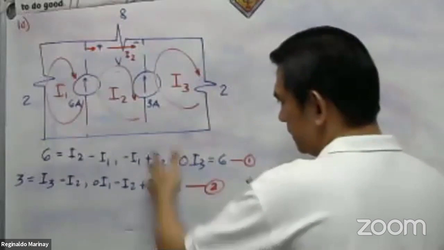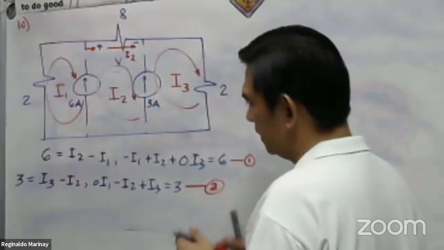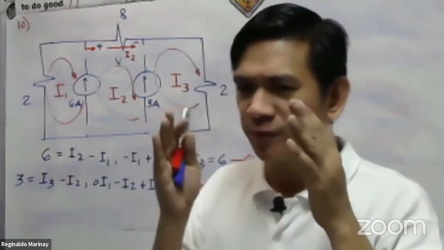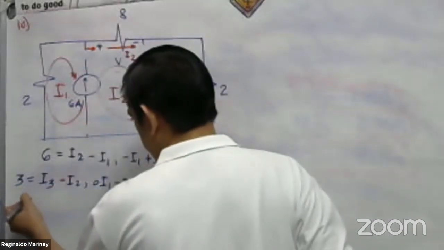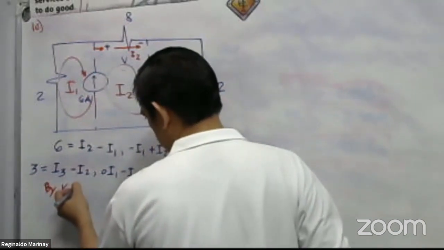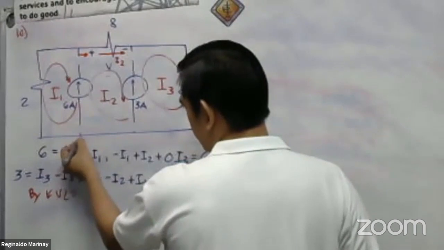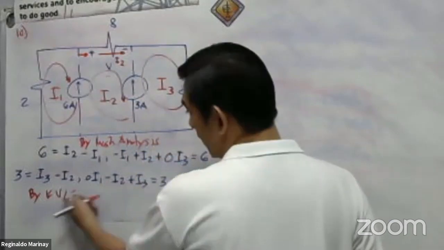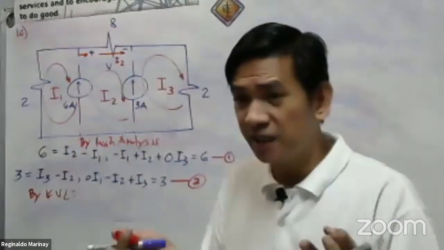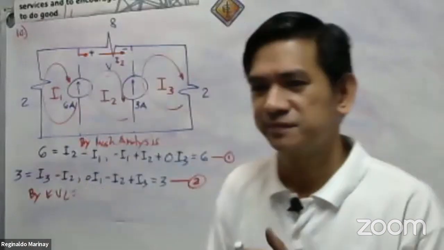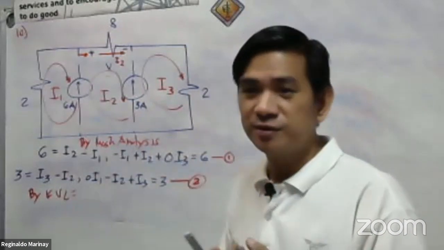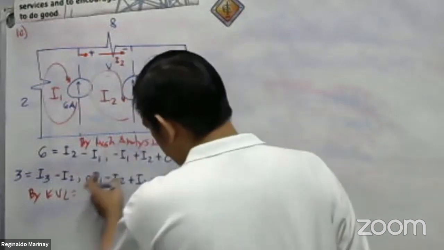Well, this is by mesh analysis. Now, always remember, if we are considering the super mesh, we have to apply now the KVL, the Kirchhoff's voltage law. So meaning we are using the mesh analysis and the KVL simultaneously. Can it be done, sir? Yes. That is the advantage. As I've told you before, mesh analysis is the son of Kirchhoff's law. So you can use it.